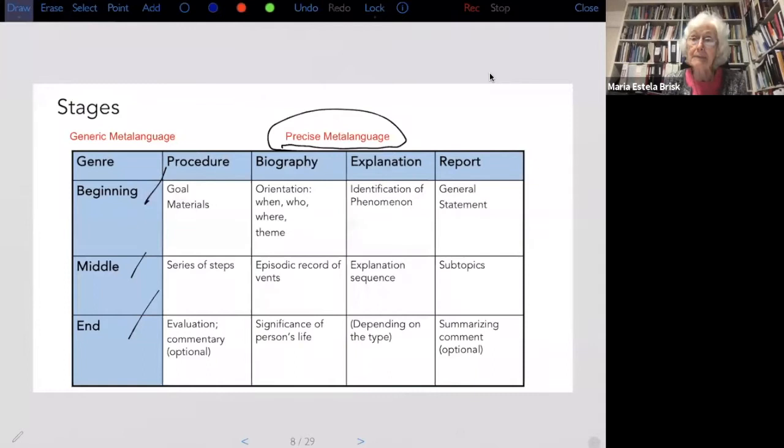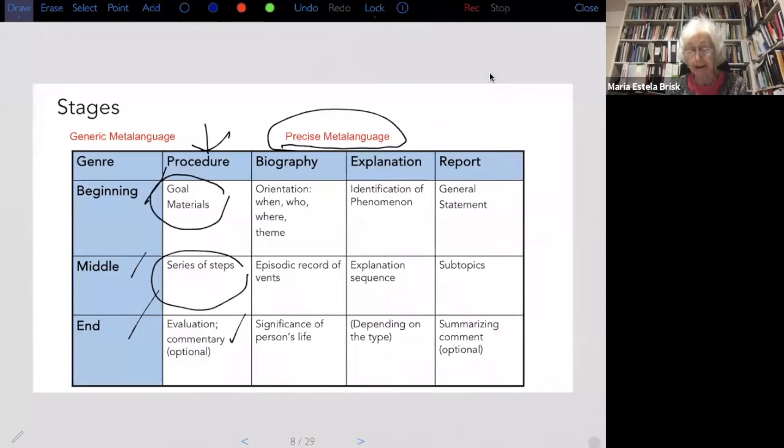So it can be done through the ages, because it's just the level of difficulty that changes depending on the age. So for the students, it makes more sense that you say, well, if you're going to write a procedure, at the beginning of the procedure, you have the goals and materials, then you have a series of steps, and then you may have an evaluation or a commentary at the end.